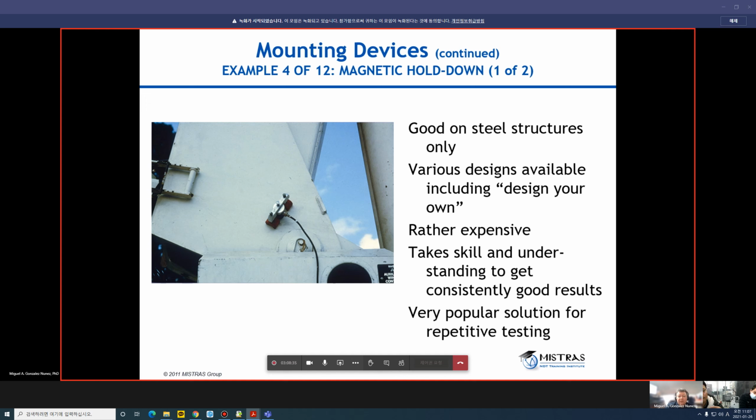This is another example of coupling. It uses silicone grease in between the sensor and the test piece. But now, because this structure is magnetic, we use magnetic hold-downs to keep the sensor in place. These are good on steel structure only, and there are various designs available, including your own. However, they are rather expensive, and it takes skill and understanding to get consistently good results. It's a very popular solution for repetitive testing.